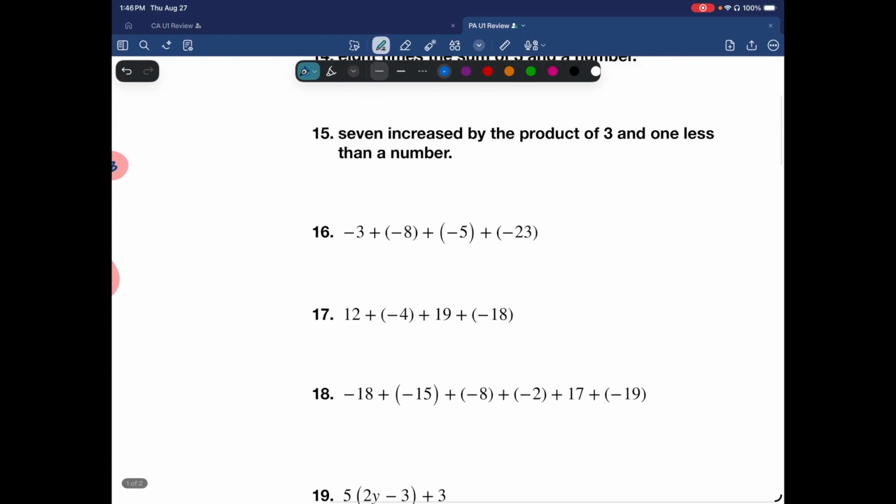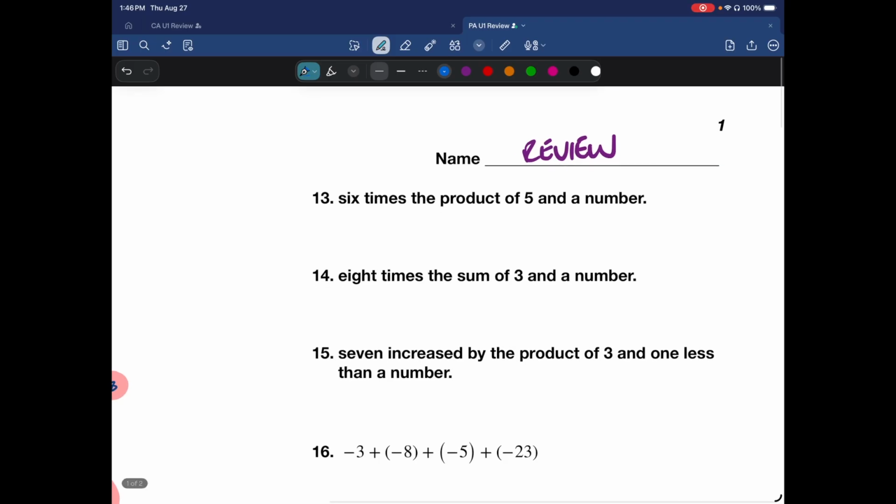Okay? Let's see, 13. 6 times the product of 5 in a number. So 6 times 5x, the product of 5 in a number. So 5x, 6 is on the outside of the parentheses. Multiply, you get 30x.